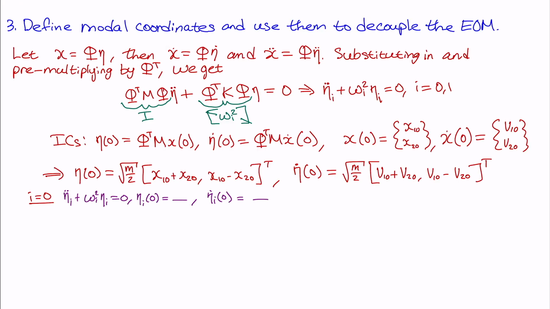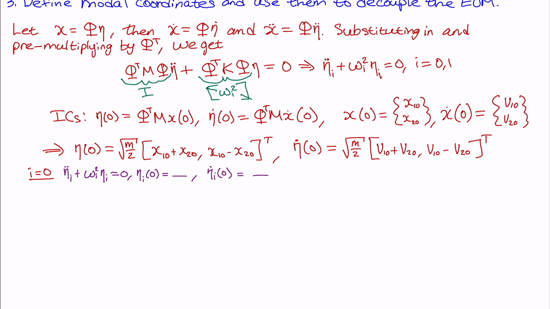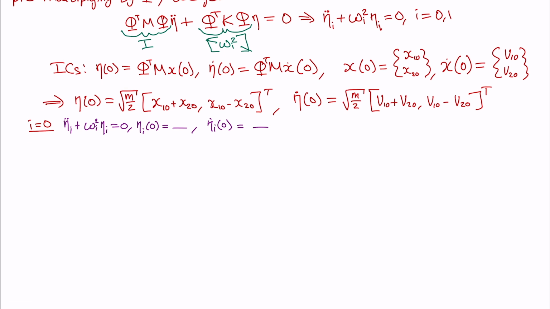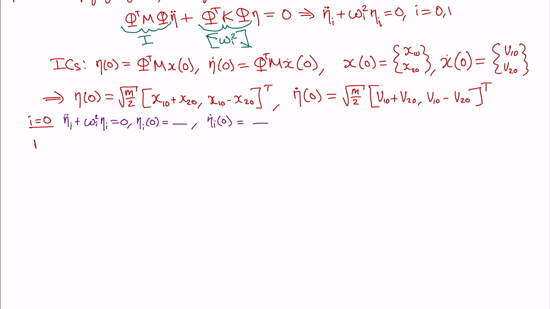Okay, so a lot of people were lost, so we're going to go through this. A lot of people were trying to compute initial conditions. We actually already did that. I just didn't write them up here in purple because they're different for each mode. So for i equals 0, what we're trying to solve here is the differential equation. Let me rewrite that. Eta 0 double dot plus omega 0 squared times eta 0 is equal to 0.